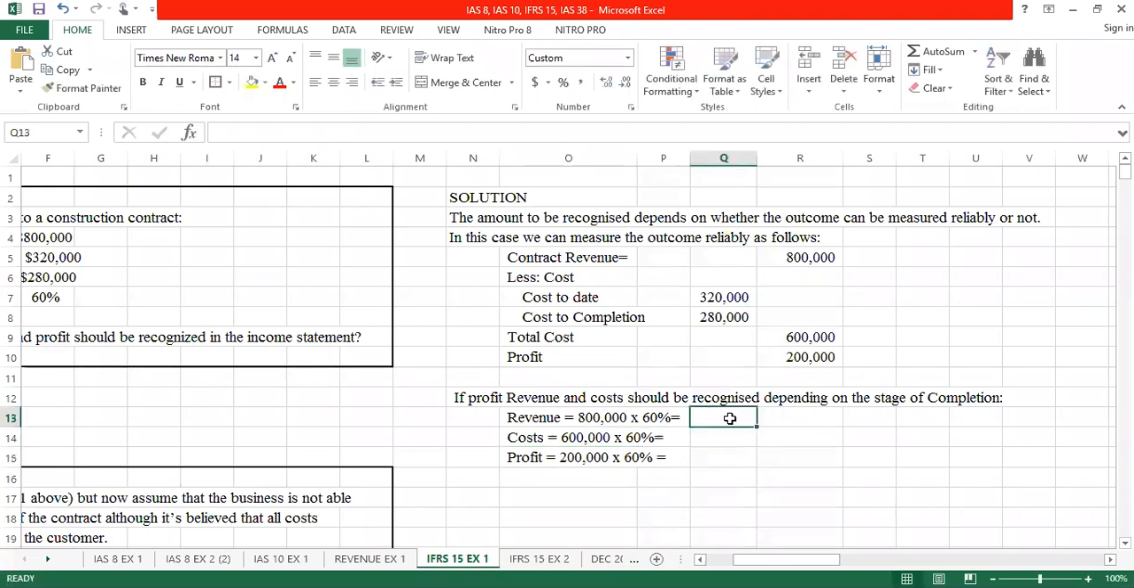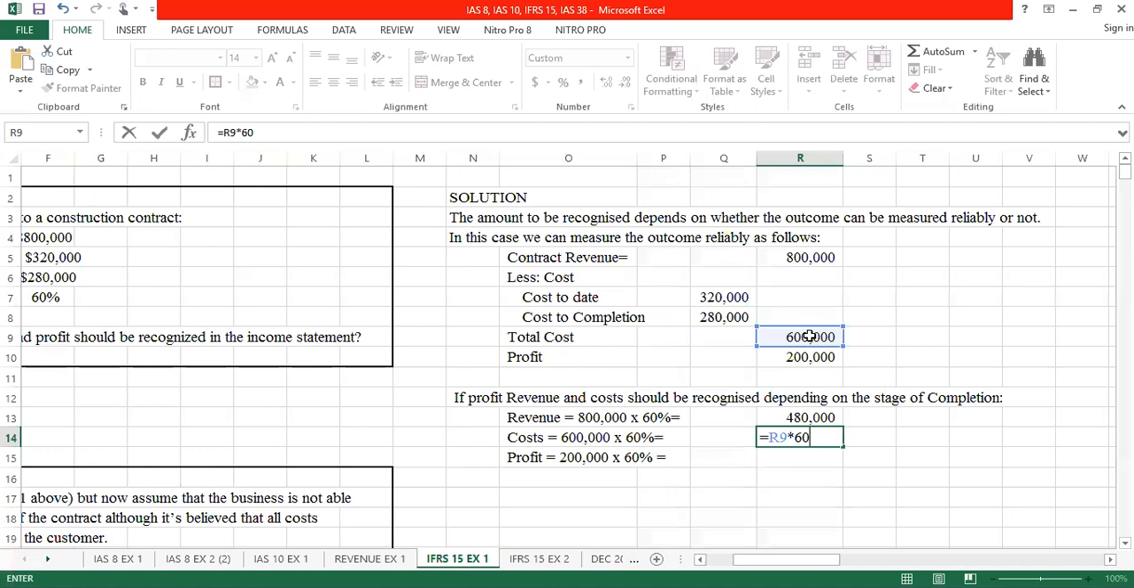So what will be the amount of revenue to be recognized? It will be 800,000 times 60%. It gives you 480. What amount of costs will be recognized? 600,000 times 60%. You get 360,000. What profit will be recognized in the year? 200,000 times what?